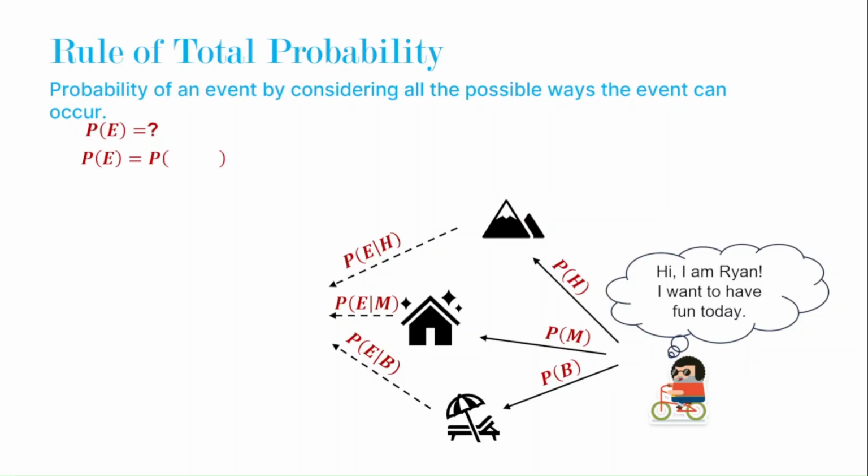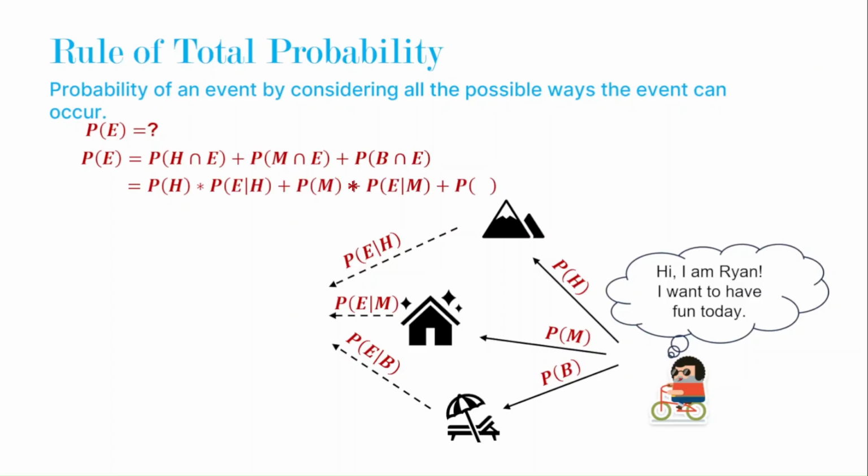So then the total probability of him enjoying the day will be given as the probability of going on the hill and enjoying, or the probability of going to the museum and enjoying, or the probability of going to the beach and enjoying. Mathematically, this can further be written as P(H) multiplied by P(E|H) plus P(M) multiplied by P(E|M) plus P(B) multiplied by P(E|B). And this is what we call the rule of total probability, where we are looking at the probability of an event through all possible ways. So now this would be the total probability of Ryan enjoying the day.